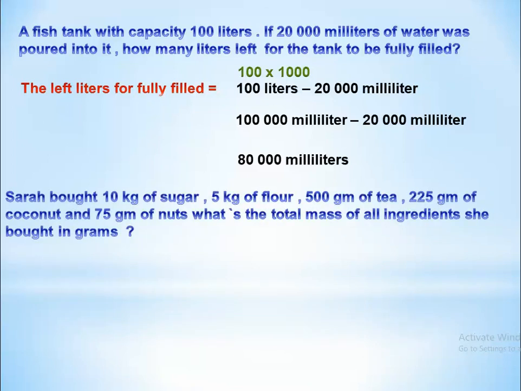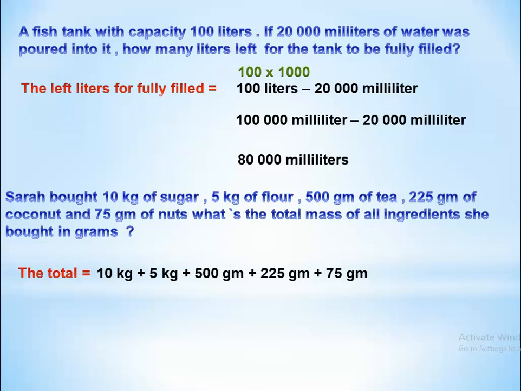Sarah bought 10 kilograms of sugar, 5 kilograms of flour, 500 grams of tea, 225 grams of coconut, and 75 grams of nuts. What's the total mass of all ingredients she bought in grams? Okay, so we are going to make 10 kilograms plus 5 kilograms plus 500 grams plus 225 plus 75 grams.